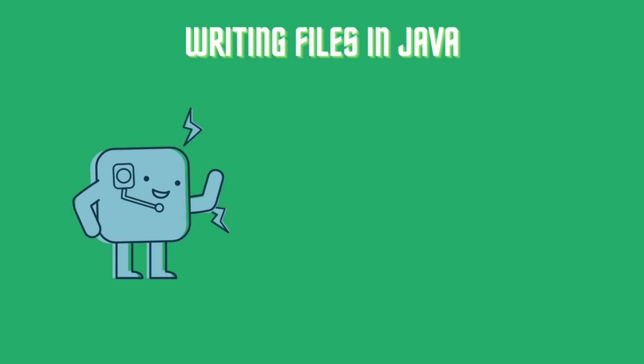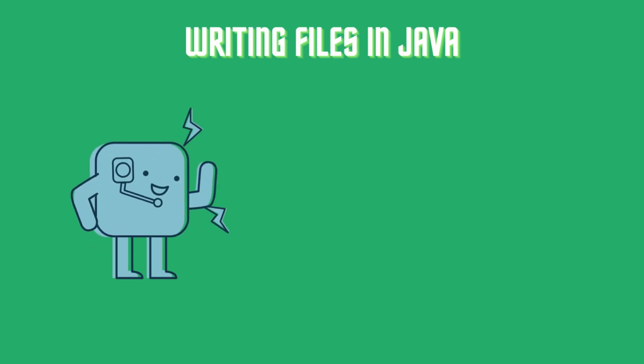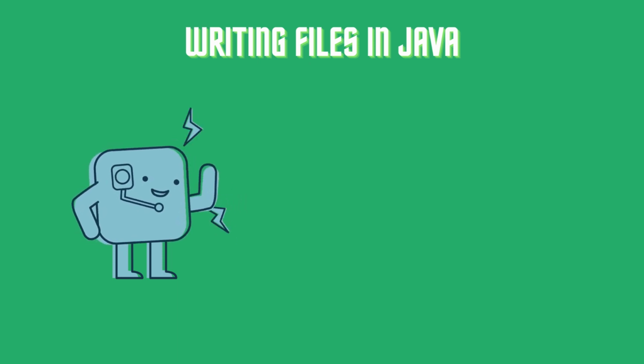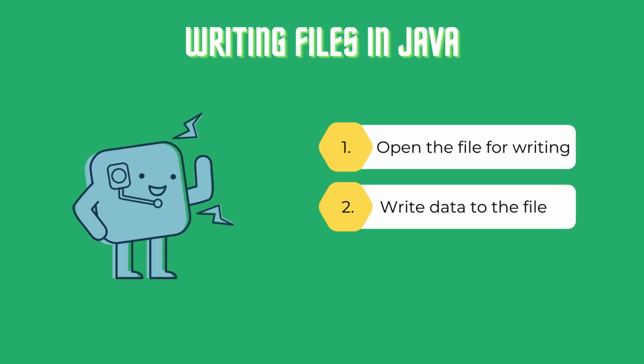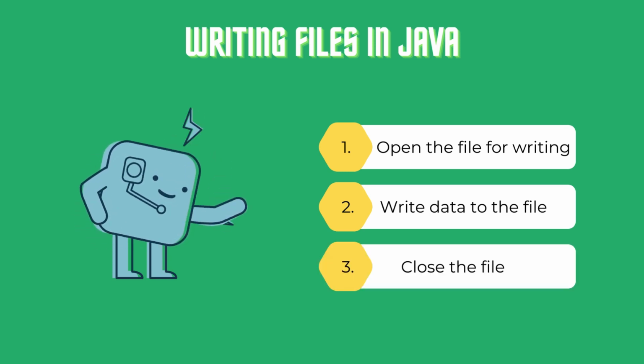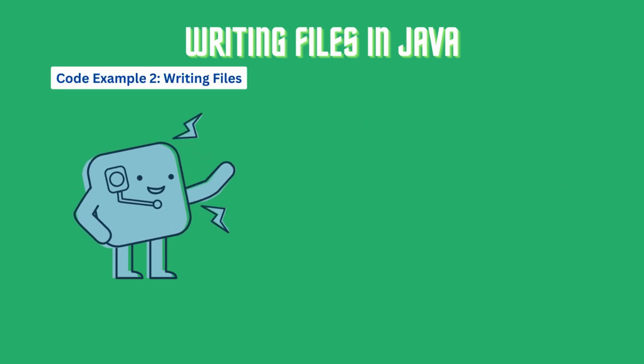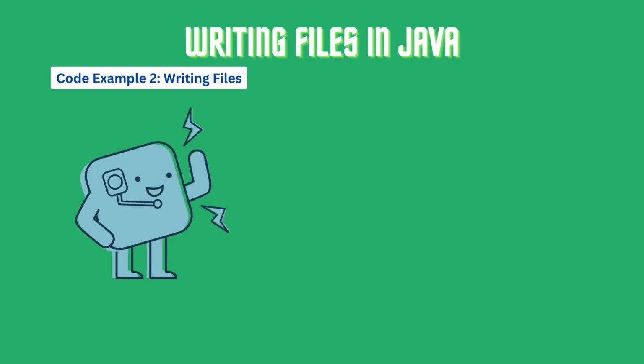Now, let's move on to writing files in Java. To write to a file, you'll typically follow these steps. 1. Open the file for writing. 2. Write data to the file. 3. Close the file. Here's a code example demonstrating how to write to a file in Java.